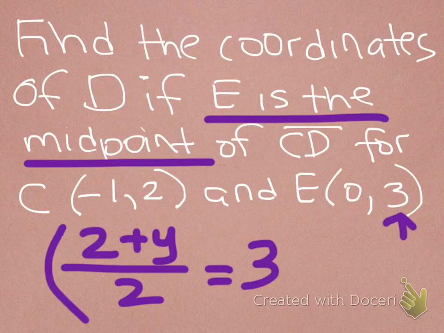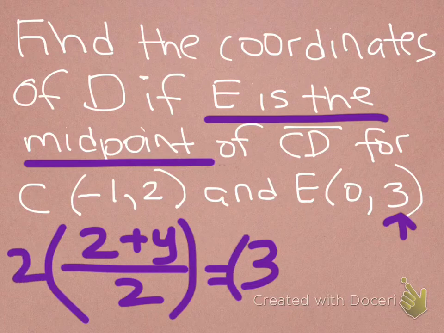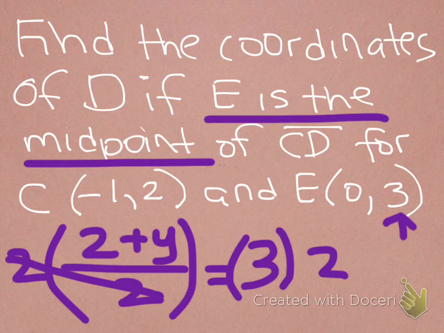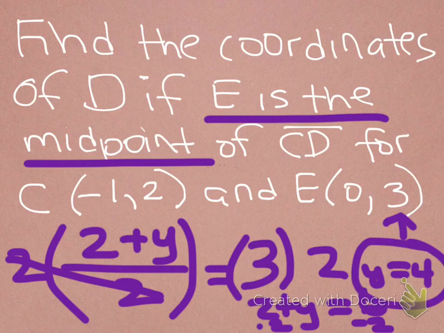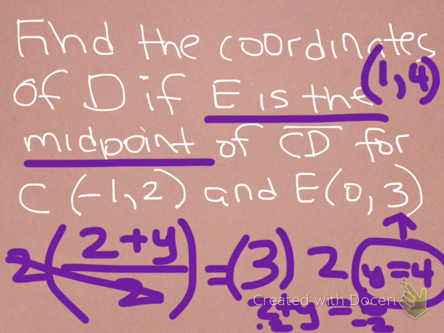So we solve again, always the same solving when you're trying to find the end point. You always have to multiply by 2 first. Then you get 2 plus y equals 6. And then solve for y now by subtracting by 2. So y is 4. Okay, so my new point is going to be 1, 4. And that represents D.